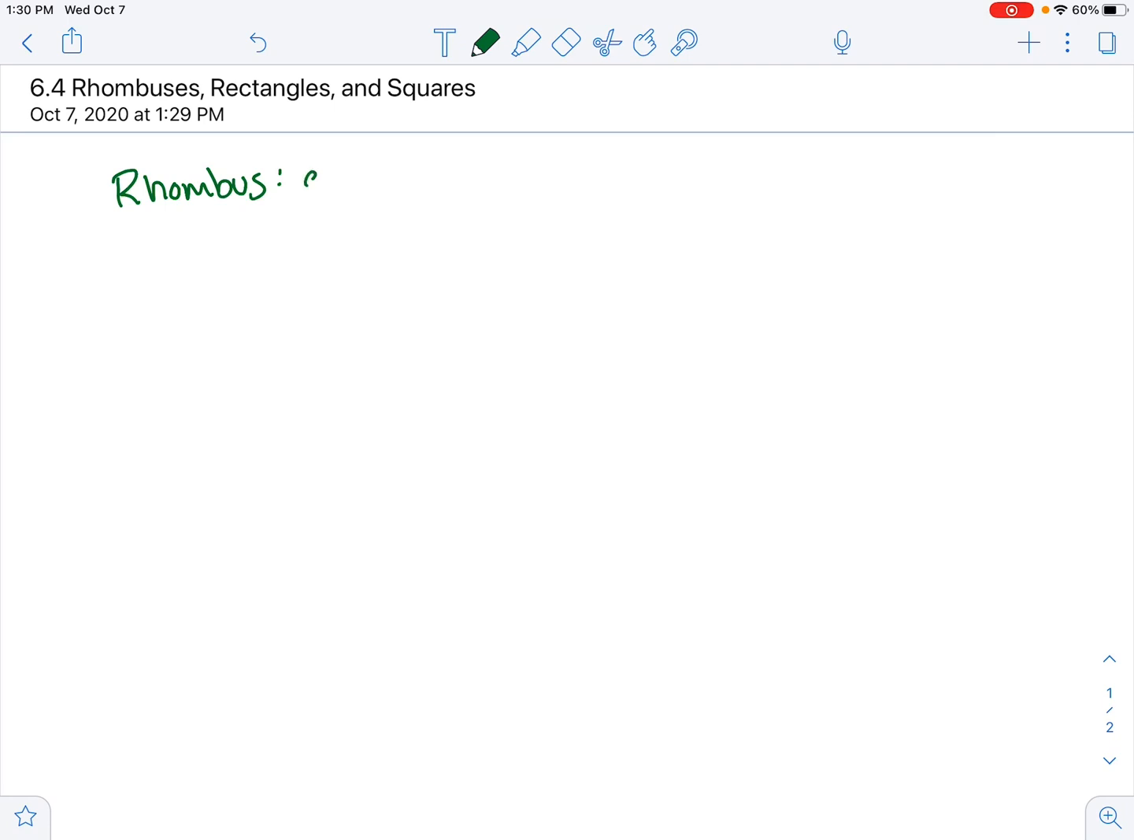What is a rhombus? A rhombus is a parallelogram with 4 congruent sides. Okay, so I'm going to draw one over here. 4 congruent sides. There's your rhombus. Okay, next one is a rectangle.